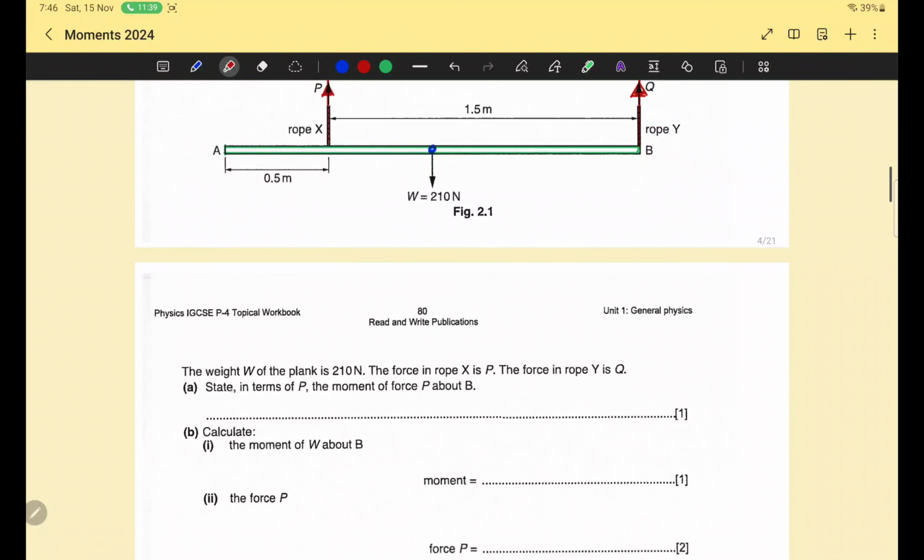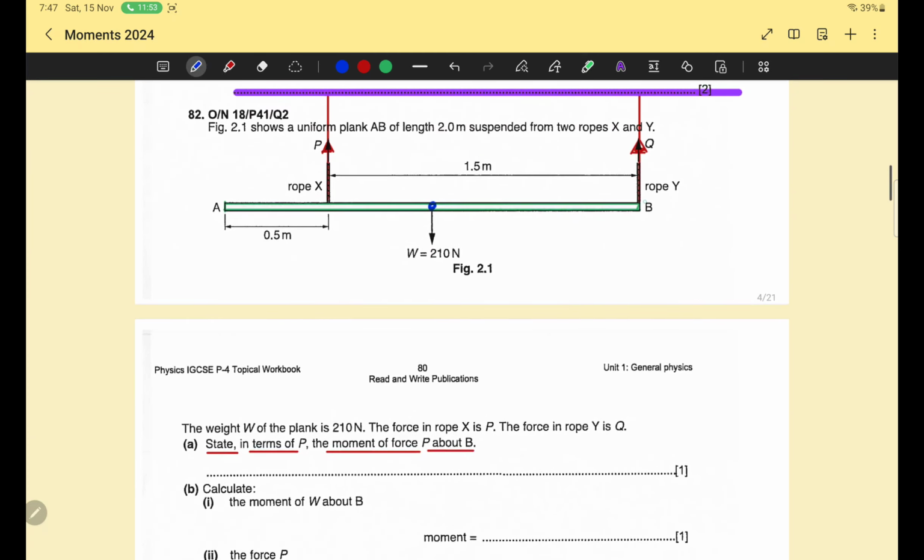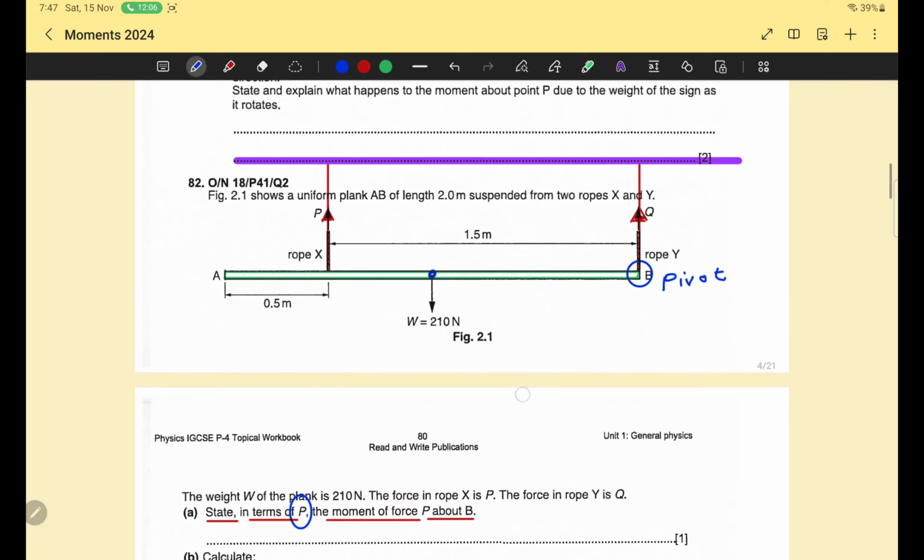The first part of the question: state in terms of P. Remember, P is a force. Question, what is the moment of force P about B? About B means you have to consider B as a pivot. You have to consider B as a pivot. And now they are asking, what is the turning effect of force P?